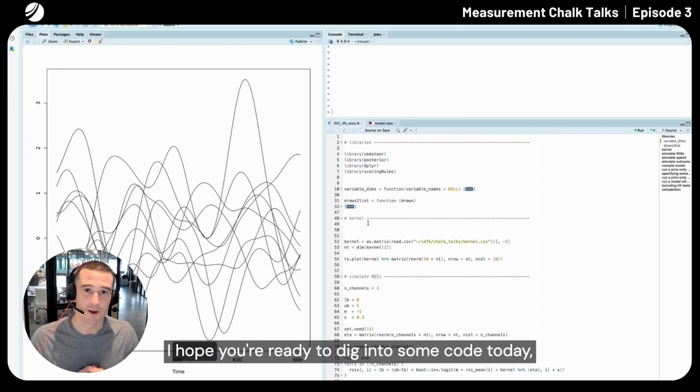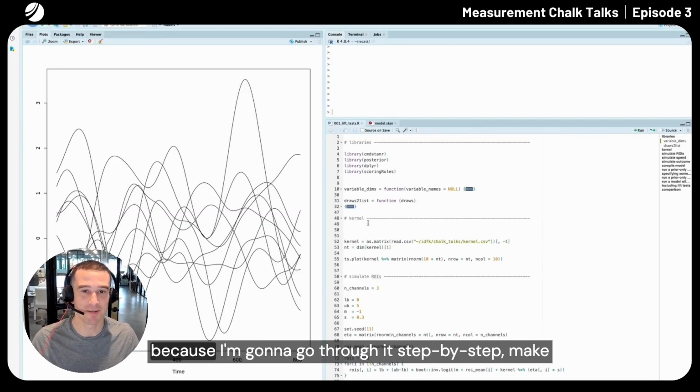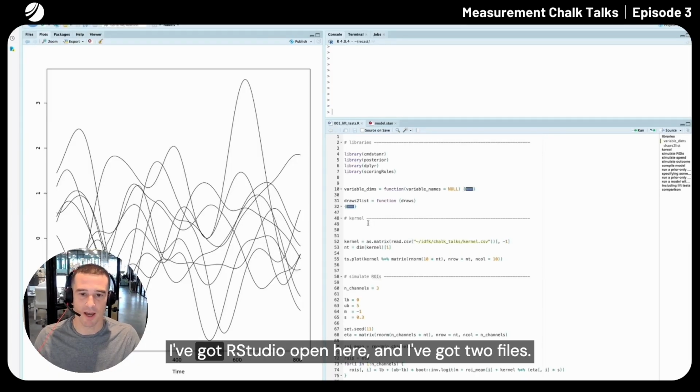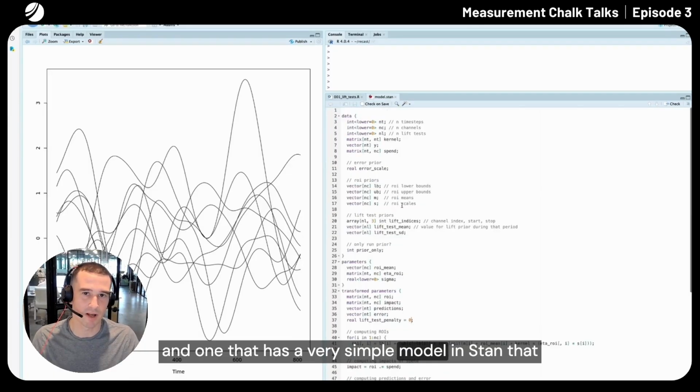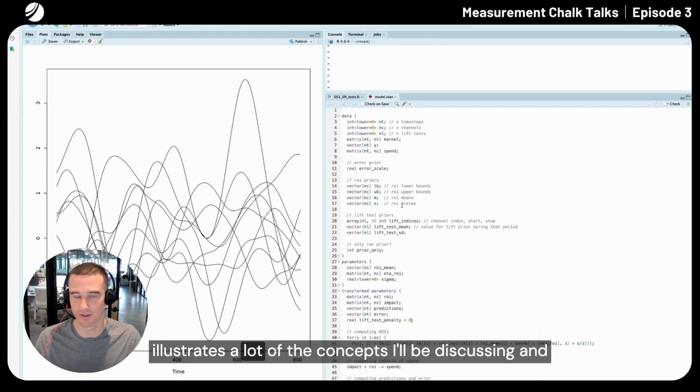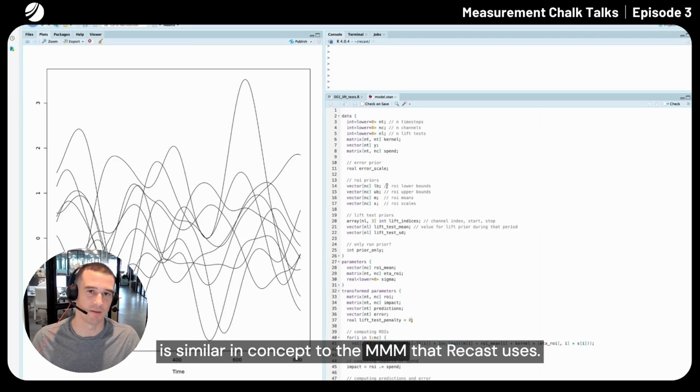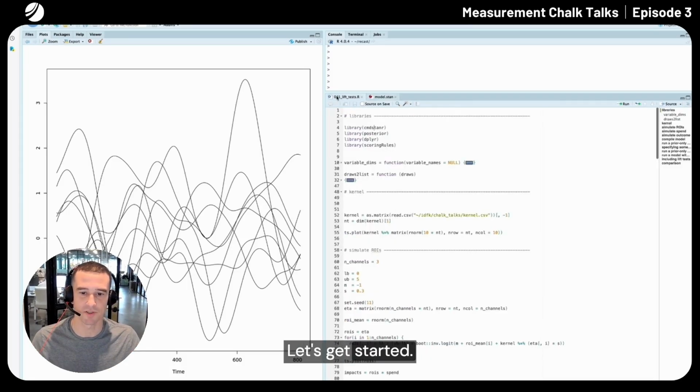All right, I hope you're ready to dig into some code today because I'm going to go through it step by step, make it super explainable every moment along the way. I've got RStudio open here, and I've got two files. One is a file that walks through all of the analysis, and one that has a very simple model in Stan that illustrates a lot of the concepts I'll be discussing and is similar in concept to the MMM that Recast uses. Let's get started.